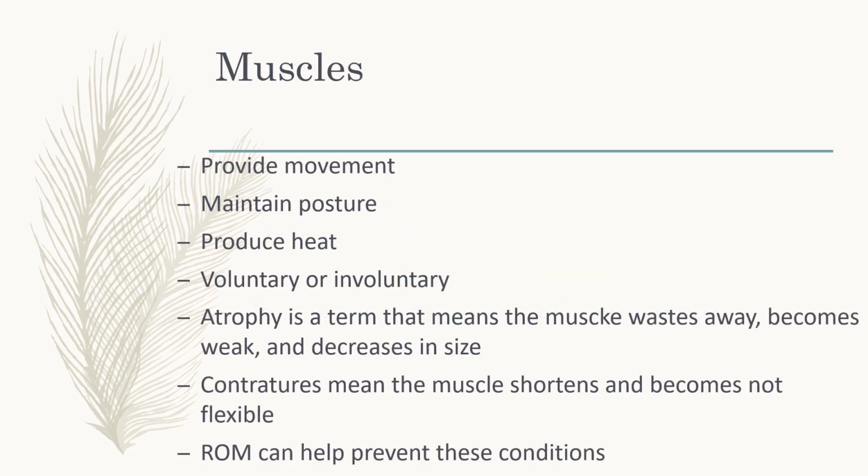Muscles provide movement. They maintain your posture and produce heat. That can either be voluntary or involuntary controlled. Your heart and your intestines would be involuntary, whereas your arms and your legs are going to be voluntary. Atrophy is a term that means the muscle wastes away, becomes weak, and decreases in size. Contractures mean the muscle shortens and becomes not flexible. And range of motion can help with both of those conditions because it helps prevent the muscle from breaking down through movement and exercise.